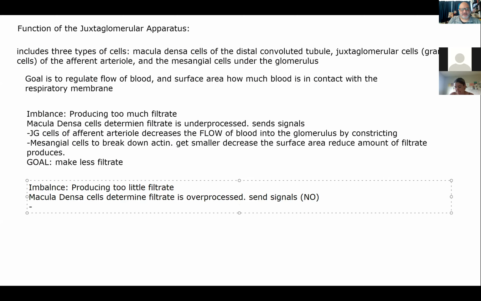So again, it is going to send a signal to the JG cells of the afferent arteriole. And in this case, we want to increase the flow. Again, we're not talking about pressure this time. We're talking about flow of the blood into the glomerulus. So it's going to do that, in this case, by dilating.